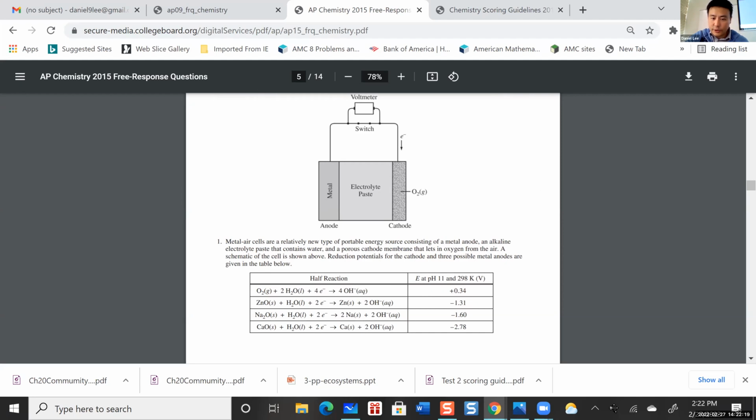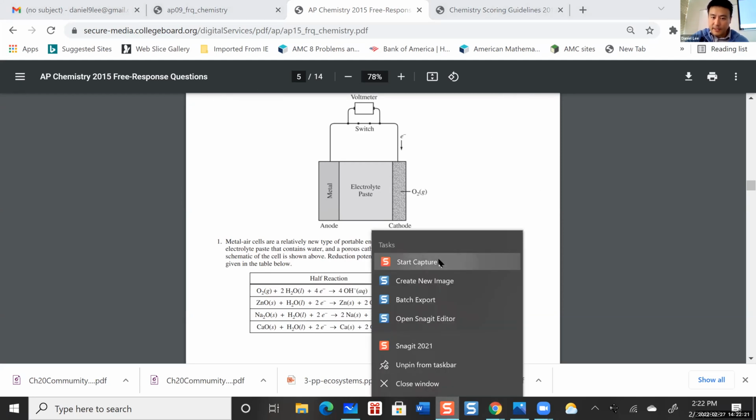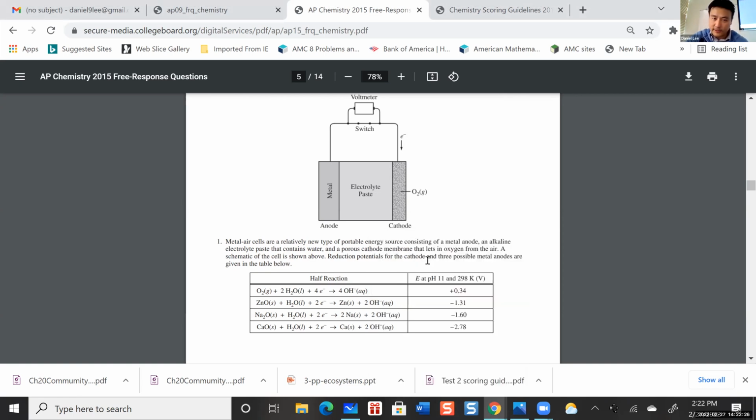Yeah, let's just take the whole picture. Give me a sec, let me take a picture. This takes forever because of lagging. I don't know why it takes forever.